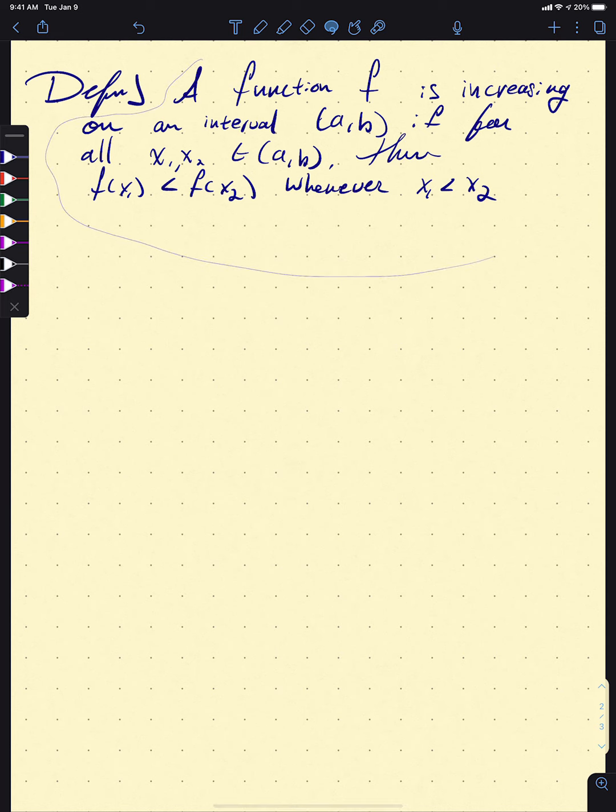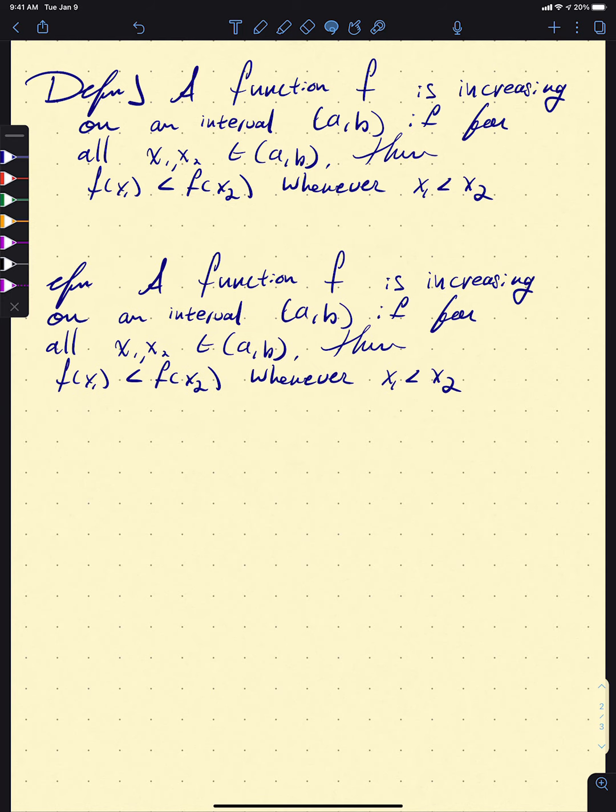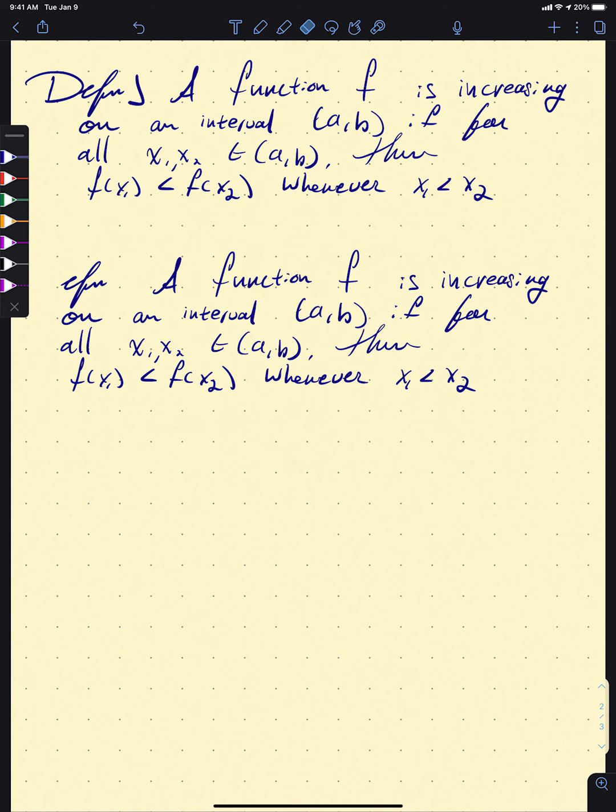And we can copy this definition and use almost an identical one for our concept of decreasing. How will we need to change it? We'll need to say that a function is decreasing on an interval AB if for all x1, x2 in AB, we can just swap this sign. And I'll change this increasing to red as well.